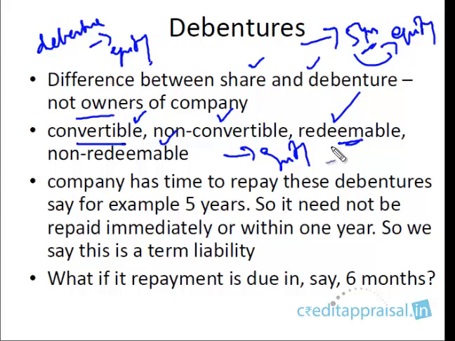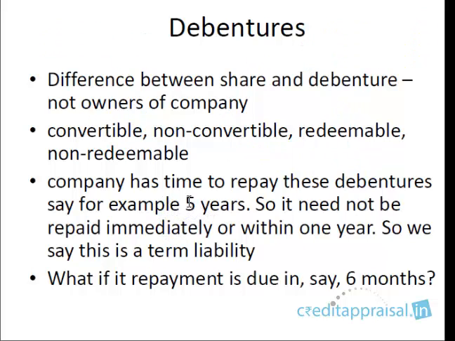Then redeemable and non-redeemable. A redeemable debenture is, say for example, 5 years. After 5 years this debenture is going to be redeemed, and you're going to get back that amount. If not, it is going to be a non-redeemable debenture. So how are you going to classify this in the CMA?